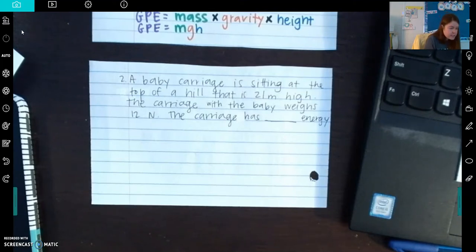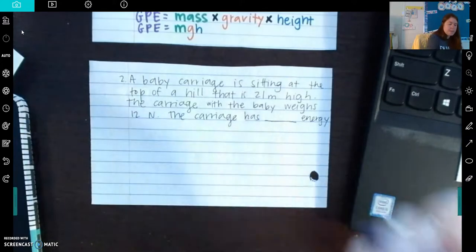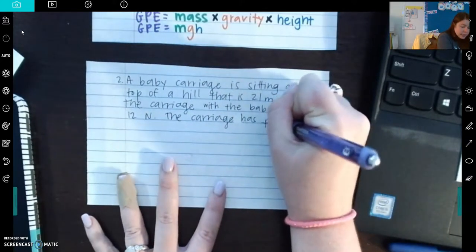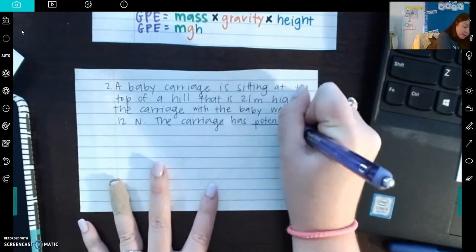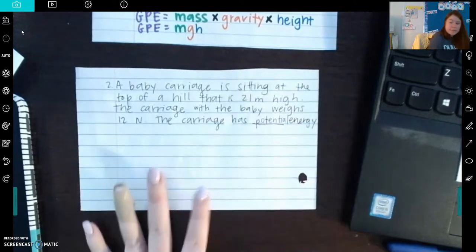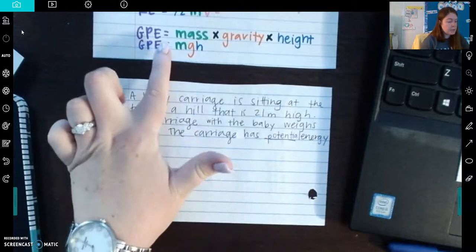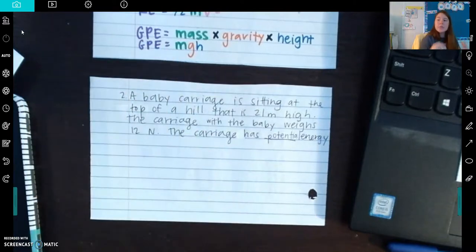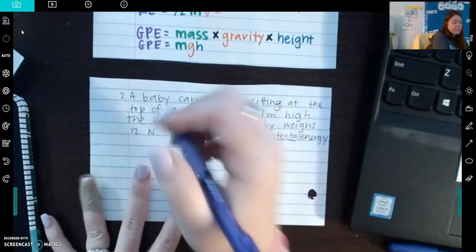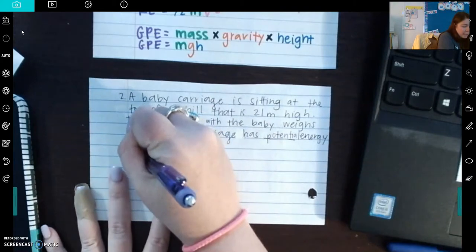So let's break this question down. This says that the baby carriage is sitting at the top of the hill. It doesn't imply any motion. It doesn't say it's rolling or it's moving in any way. So we're going to assume that this is potential energy. We know that gravitational potential energy, GPE, this formula we see here, has to do with its position, where it's located. So I want to first write out my formula.